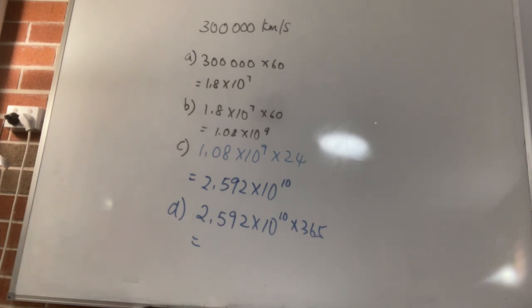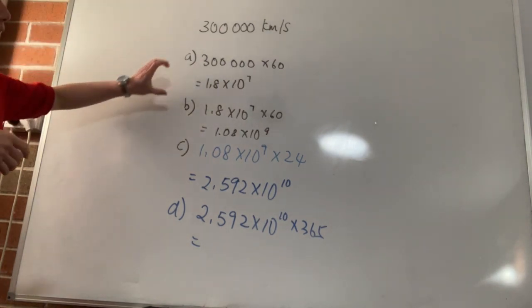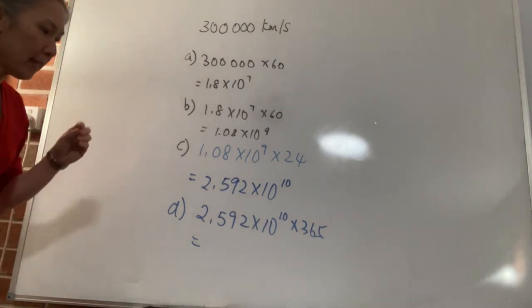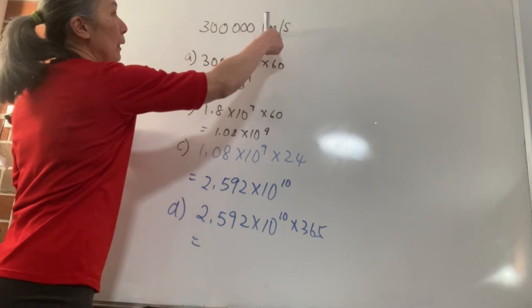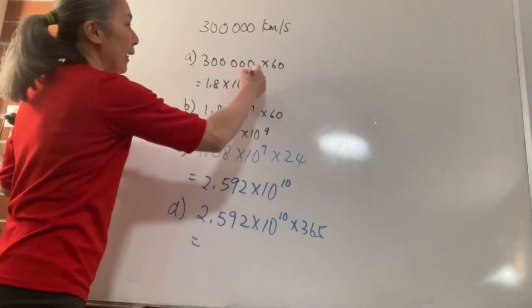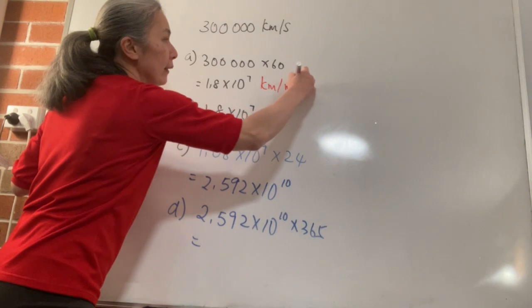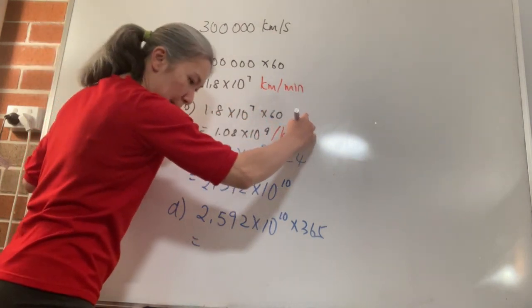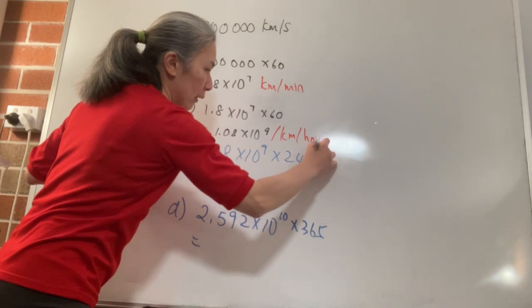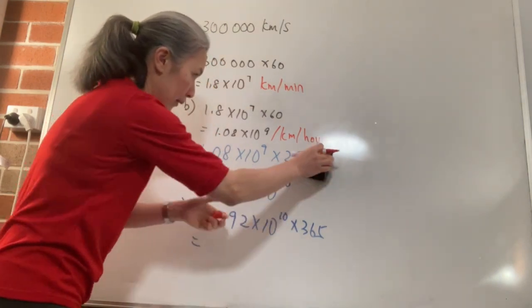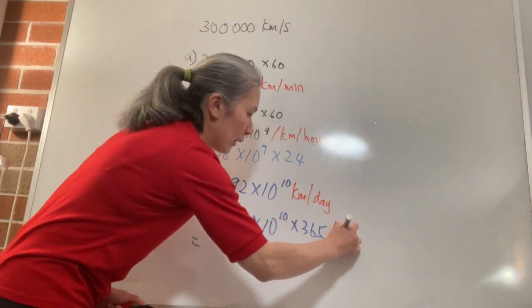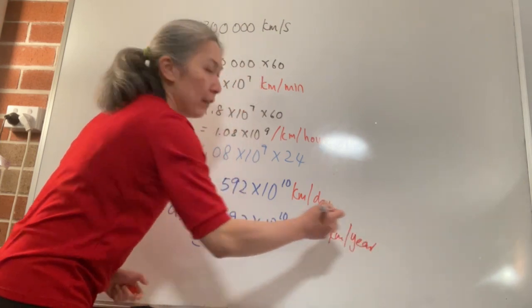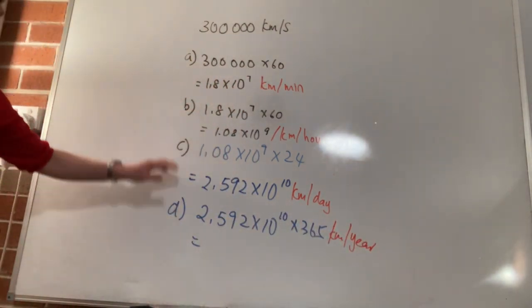And for part 4 or part C, okay. So I want you to think about, we have so many numbers in here. And it asks you how far. This one in here is kilometers per second. This one in here is going to be kilometers per minute. This one is kilometers per hour. This one will be kilometers per day. This is kilometers per year. Okay. Right, these are all the units we have.